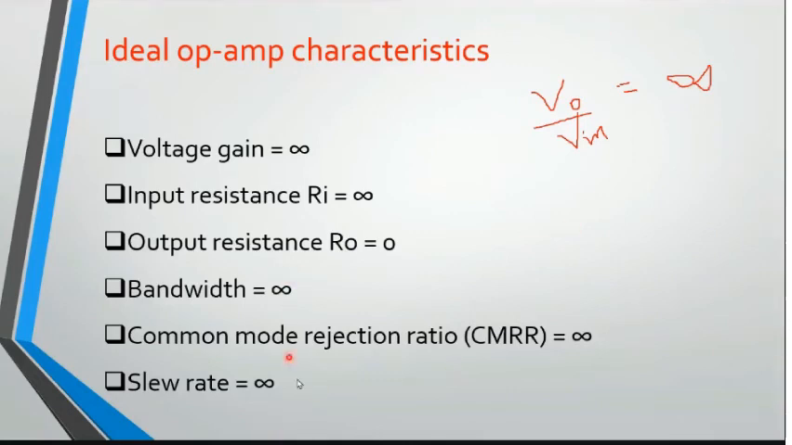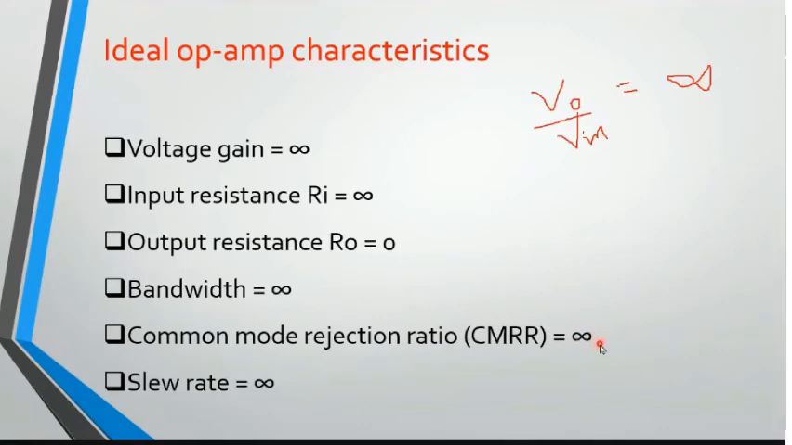Then common mode rejection ratio should be infinity. Now what is this common mode rejection ratio? This is also a very important parameter. Here if you have two voltages V1 and V2, then whatever is common between V1 and V2, that is V1 minus V2, whatever is common, that common signal will be rejected, and that rejection should be infinite.